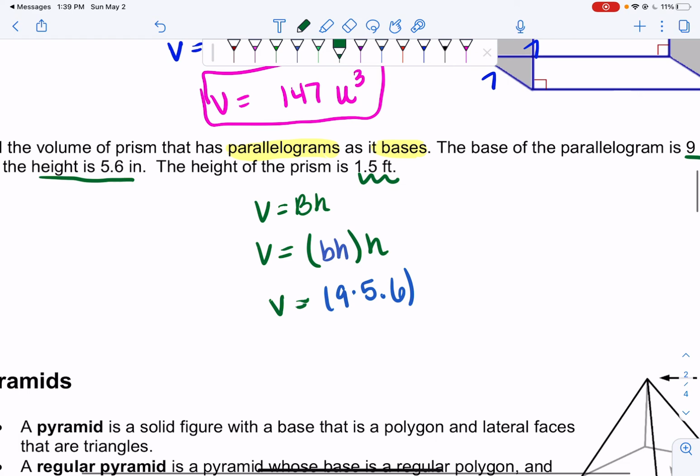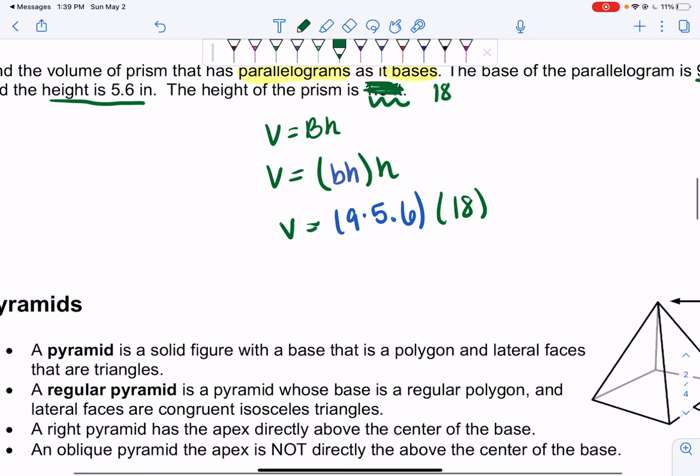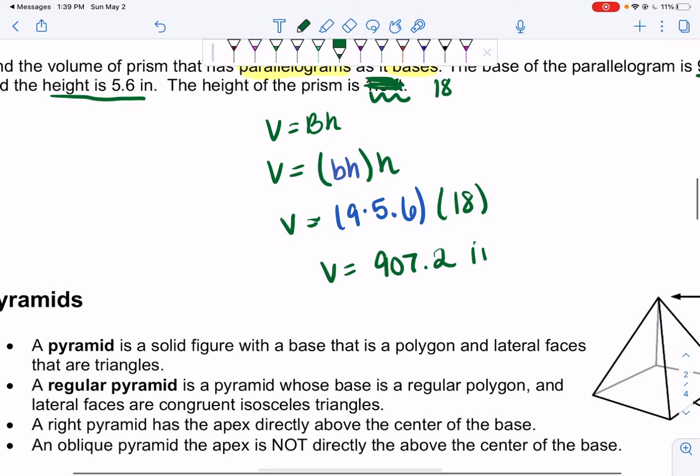Oh wait, this is a typo. I meant to change this. 1.5 feet. 1 second. I meant to put an 18 here. So now I'm going to put an 18 in for my height of my prism. And now I just multiply them all together. When I multiply them all together, I get 907.2 inches cubed.